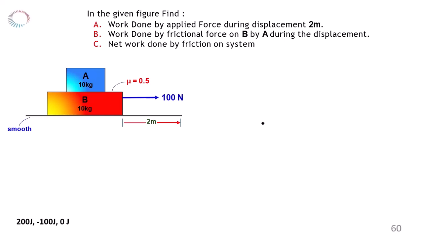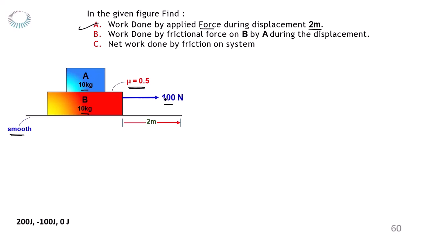To understand how to calculate the work done by friction, there is a two-block system of mass 10 kg and 10 kg, and a friction coefficient of 0.5 is given in between. We are pulling the entire block with a force of 100 newtons in the forward direction, and the upper part is frictionless. So both the blocks are trying to move in the forward direction because of the force.